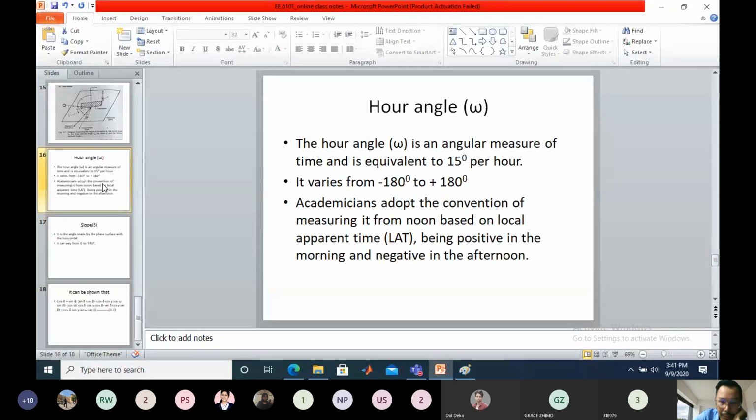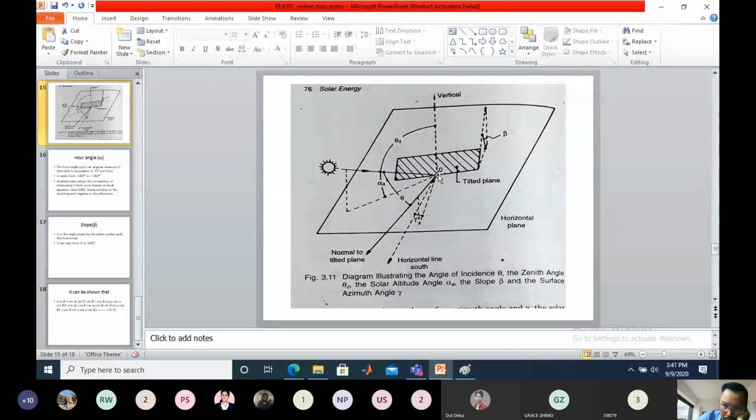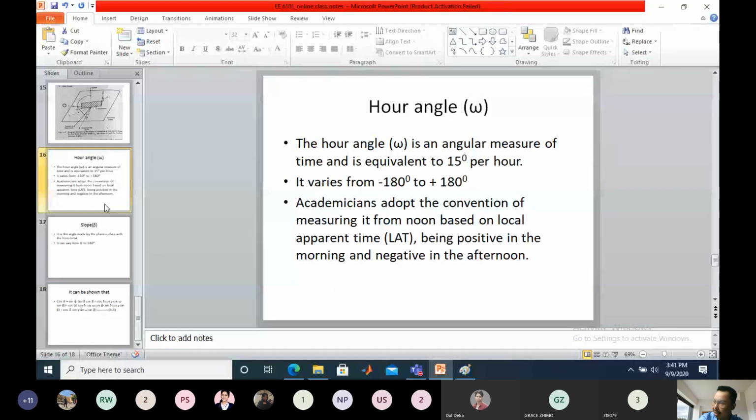Another term is slope. I have already explained what slope is all about. If you consider this hatched area as a tilted plane, the angle made between the horizontal plane and this tilted plane, that angle is nothing but the slope. It can range from 0 to 180 degree, obviously. Whatever parameter I talk about here is related with theta, the angle of incidence at a day or time.